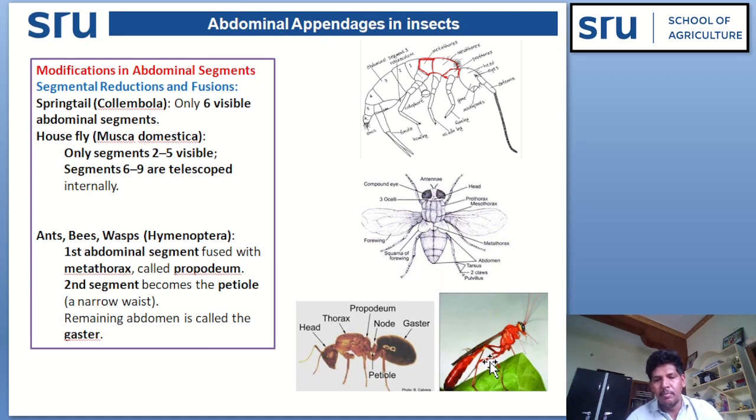In ants, bees, wasps, the first abdominal segment is fused with the metathorax. The first abdominal segment fused with the metathorax is known as propodeum. The second segment, a narrow waist-like structure, is known as petiole, and all the remaining segments are commonly called the gaster.